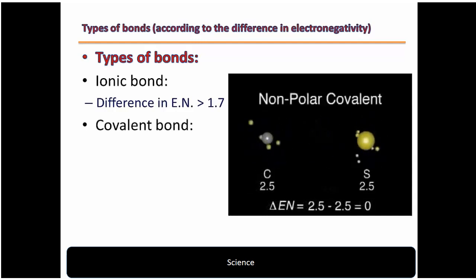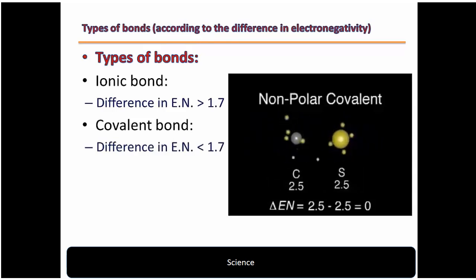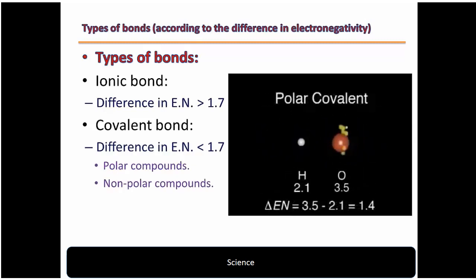The second type is covalent bonds, and we have two types of covalent bonds. If the difference in electronegativity is less than 1.7, it is a covalent bond. And if the difference is relatively high, which means near 1.7, so we have a polar covalent compound. But if the difference is relatively low, which means that it is much less than 1.7 and approximately equal to 0, so it is a nonpolar compound. If the difference is 0, so we have a pure covalent bond.